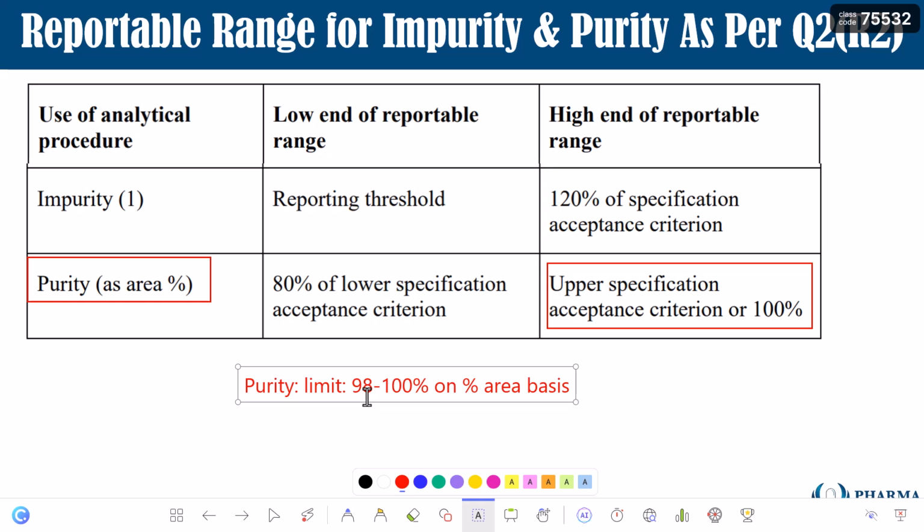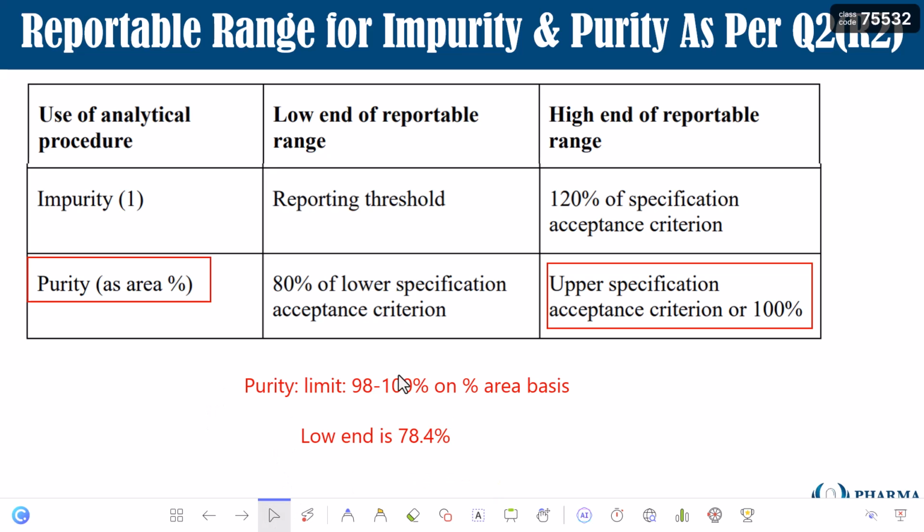So let me calculate and quickly let you know. 98 into 80 divided by 100 gives 78.4%, isn't it? So the low end is 78.4%. But what is the high end of the reportable range? It is just going to be 100%, not something more than that. So why is no additional concentration considered for defining the high end of the reportable range? That is the point of discussion today.